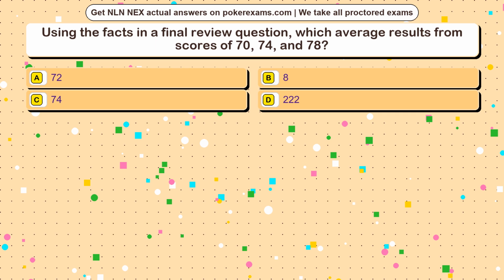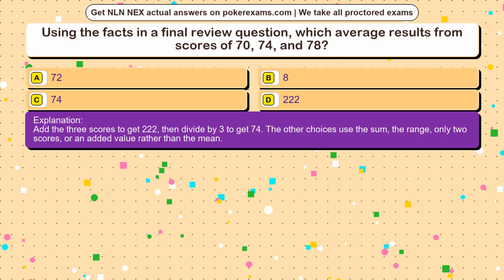The correct answer is option. Add the 3 scores to get 222, then divide by 3 to get 74. The other choices use the sum, the range, only 2 scores, or an added value rather than the mean.